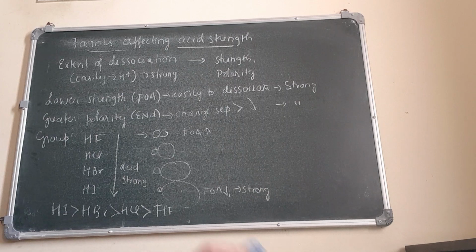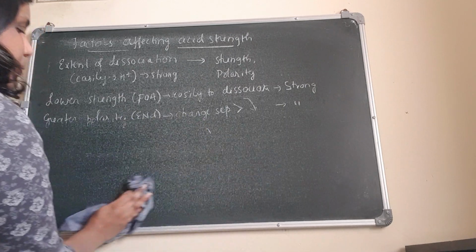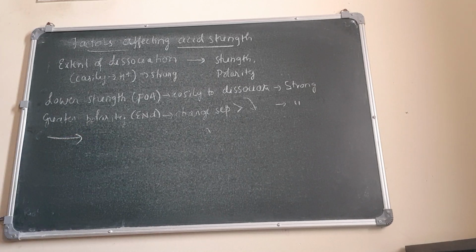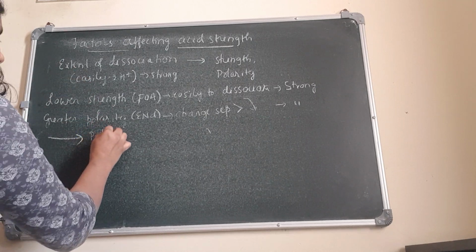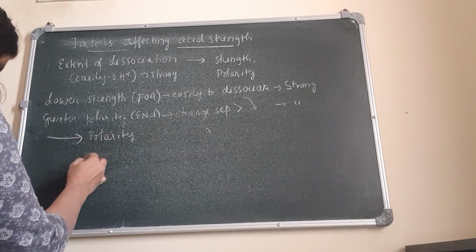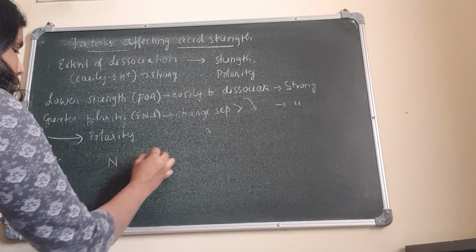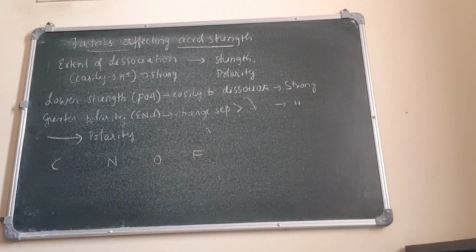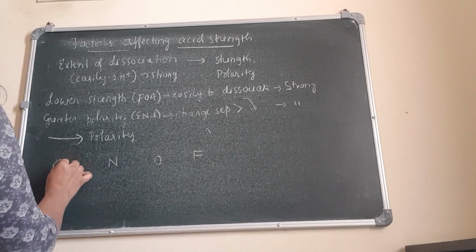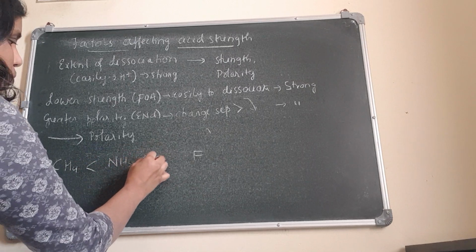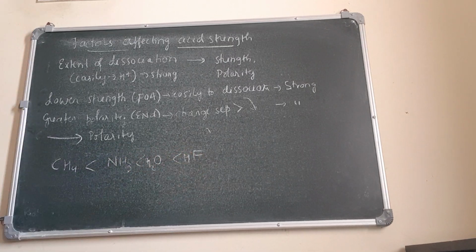Let us now talk about what happens across a period. Here we do not talk in terms of strength or force of attraction. Here we talk about polarity. Like for example, what are the elements? Carbon, nitrogen, oxygen and fluorine, which are in the same period. So if you take compounds like methane, ammonia, water and hydrogen fluoride for example.